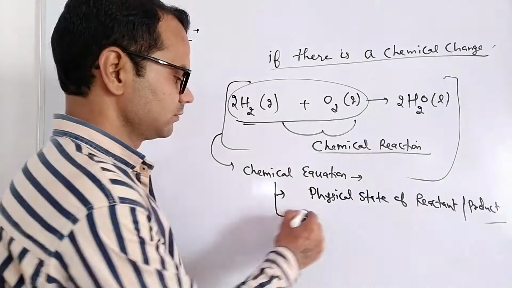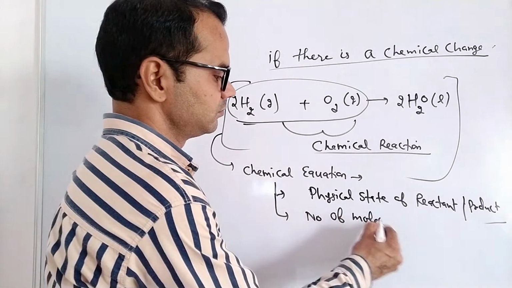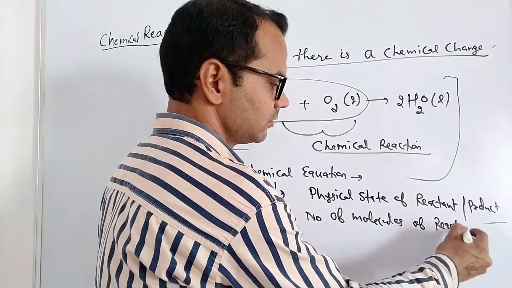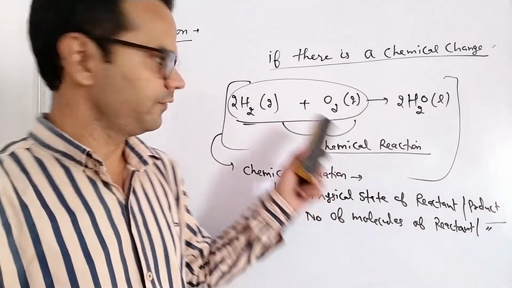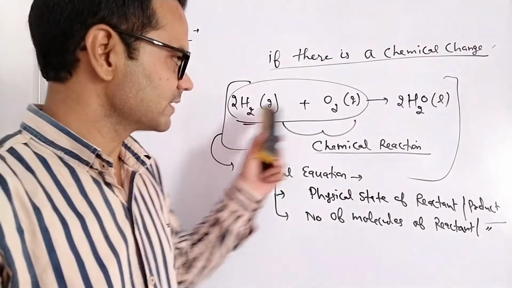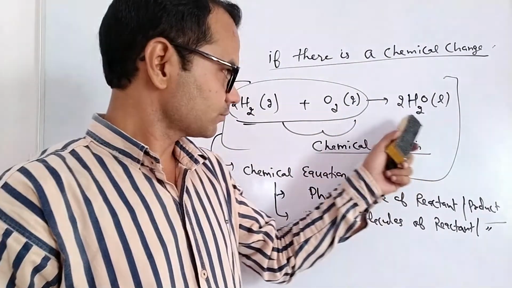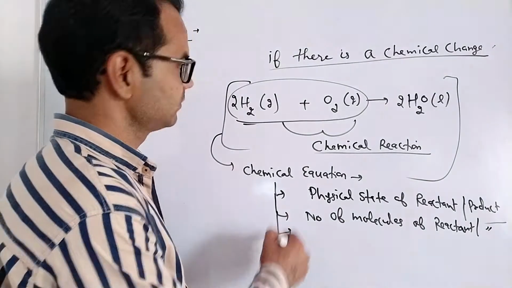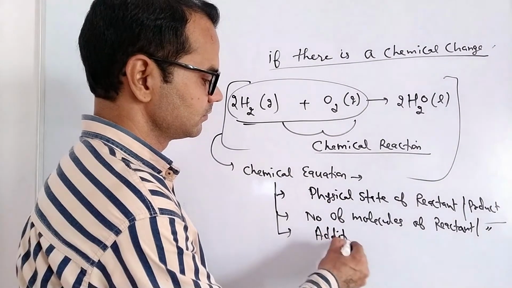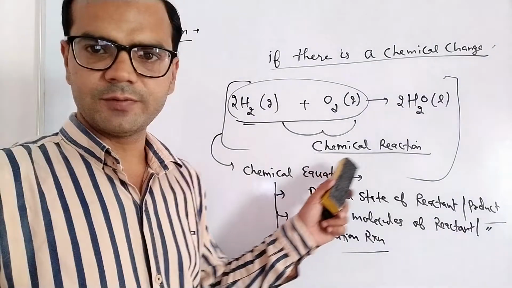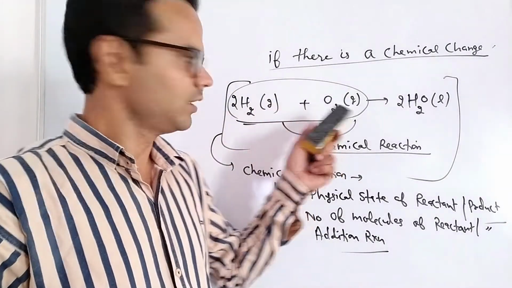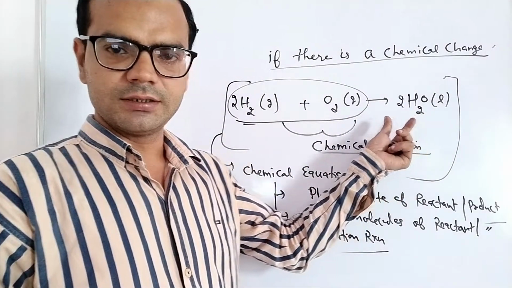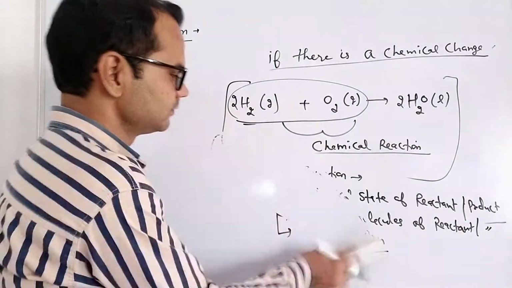Second, the number of molecules of reactant as well as product. Here we can say two molecules of hydrogen combine with one molecule of oxygen to give two molecules of water. Third, we can understand the type of reaction. What type of reaction is this? This is an addition reaction. Why? Hydrogen and oxygen are combining together to form water. Right?